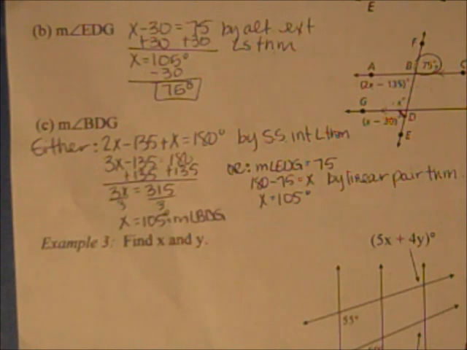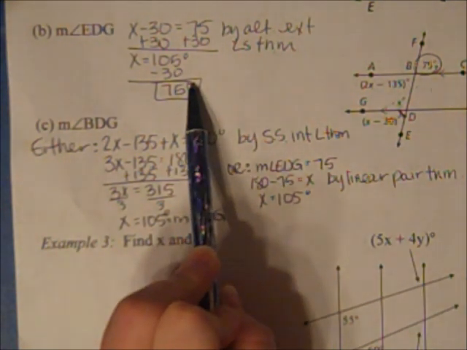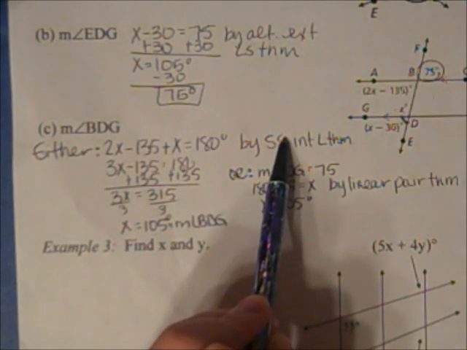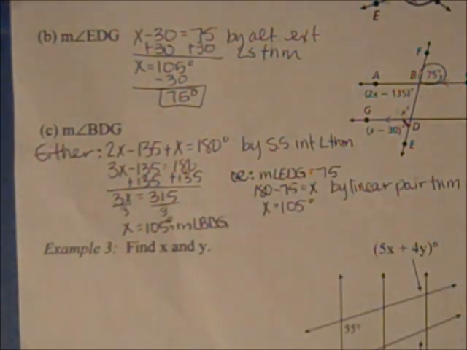So many choices. Getting your answer from a previous problem that you worked hard to get, same side interior angles theorem, or linear pair theorem. Either one of those will get you to the same 105-degree answer.